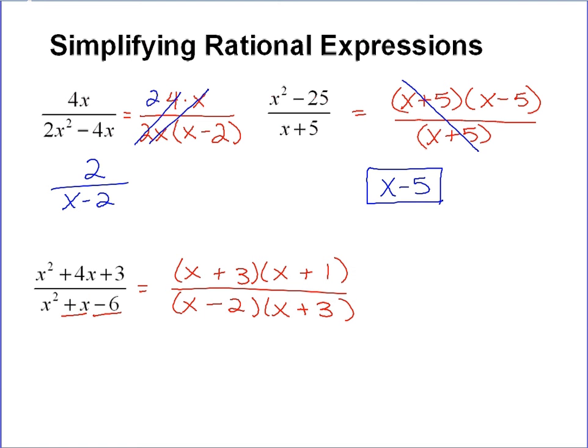Now when I look at this, I see I can reduce it by canceling the x plus 3's. And so then the things left over are x plus 1 over x minus 2, and that is my final answer.